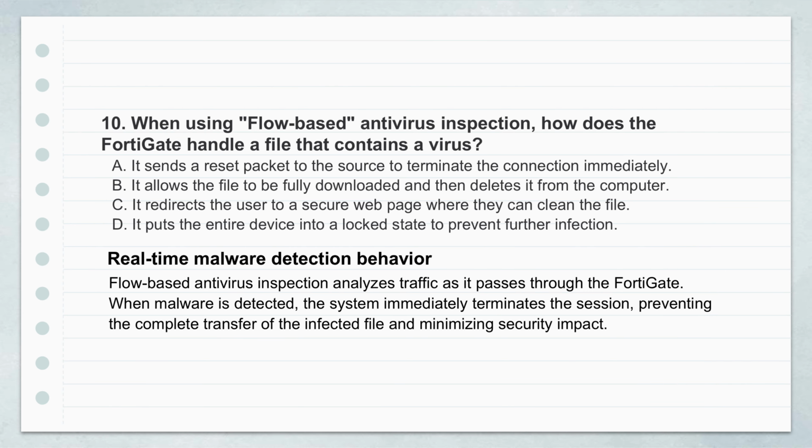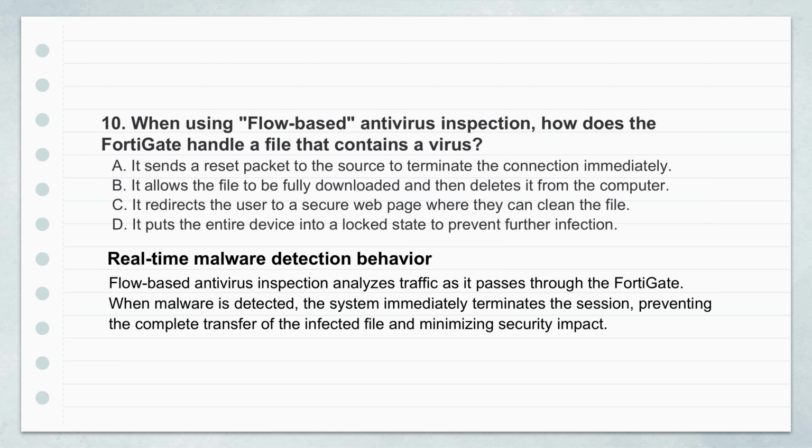Okay, segment 4. When things go wrong. Question 10 describes a virus coming down the wire. The nightmare scenario. It specifies we're using flow-based inspection. I know there are two modes, proxy and flow. Proxy waits for the whole file. Right. Safe, but slow. Flow is real time. It scans packets as they stream by.